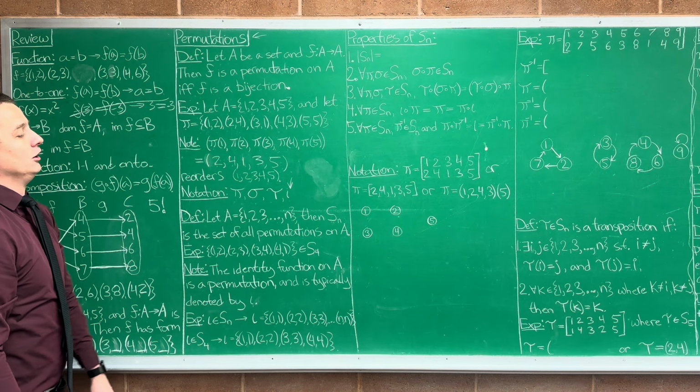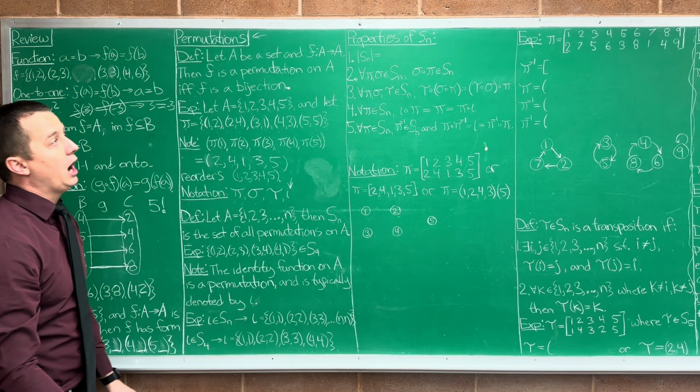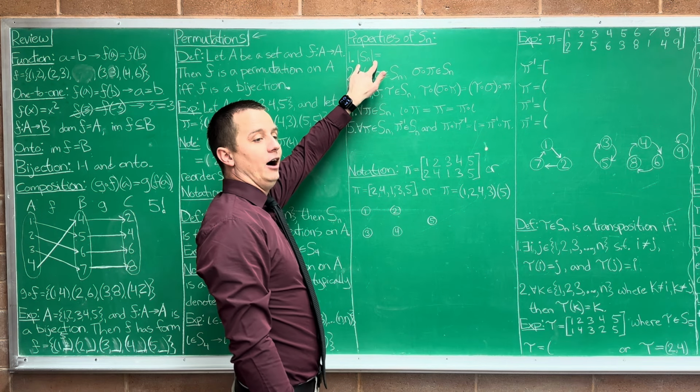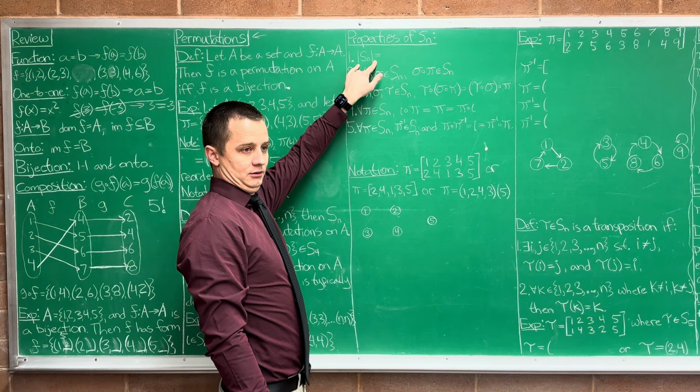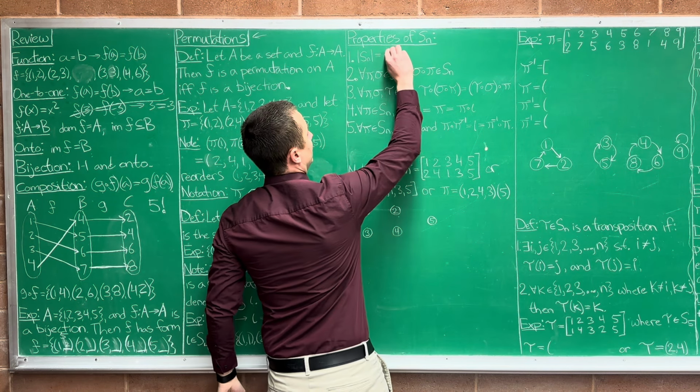Okay. So now let's look at some properties of S sub n. First and foremost, the one I've been stressing over and over again, how many elements are in S sub n? N factorial. That's the same thing as saying, how many permutations can you make on an n element set? N factorial. Because this is the set of all permutations you can make on an n element set. Overstress as much as I can.